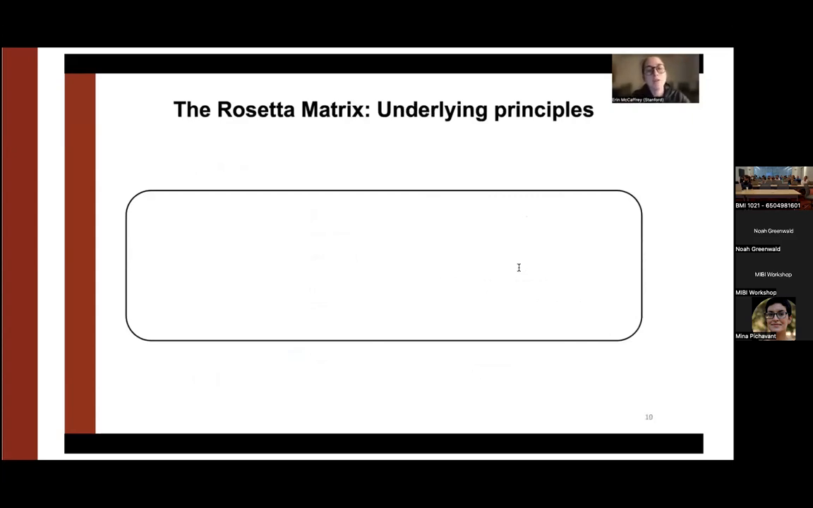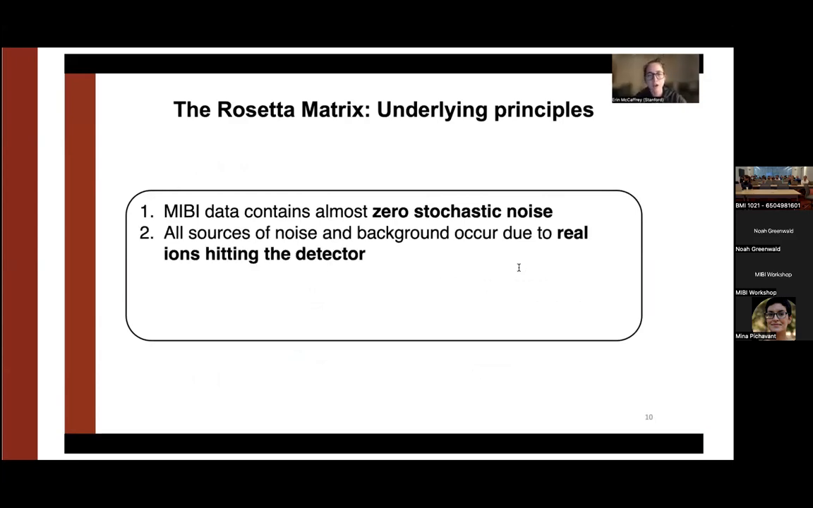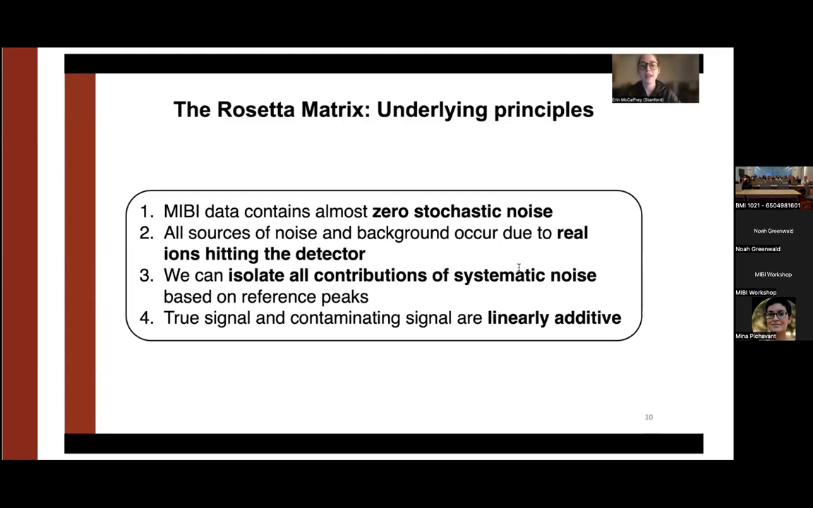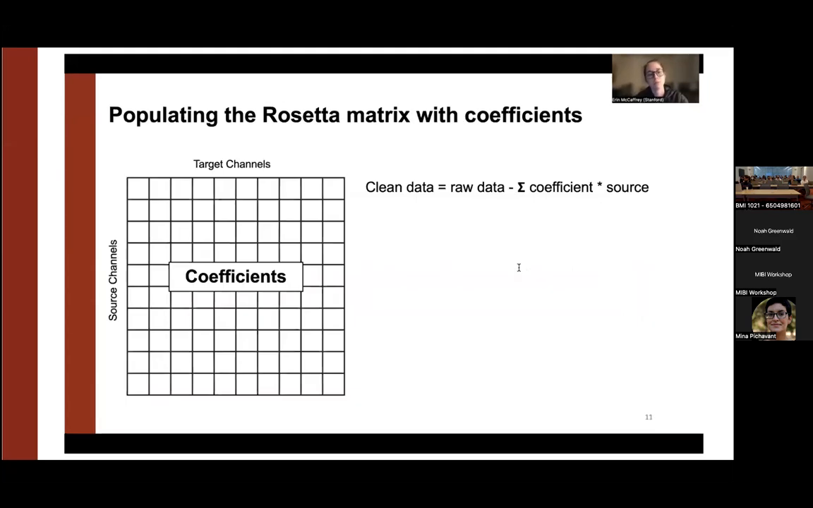And so there are really four important underlying principles of the Rosetta matrix. The first is that MIBI data contains almost zero stochastic noise. In fact, all sources of noise and background are occurring due to real ions hitting the detector. Because of this, we can isolate all contributions of systematic noise based on reference peaks. And true signal and contaminating signal are linearly additive, making this situation apt for a compensation-based subtraction approach.